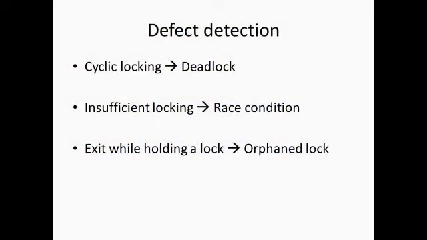We check for various classes of defects. For example, we check for cyclic locking to point out deadlock warnings. We check for insufficient locking to point out race conditions. We also find out if functions exit while holding a lock so that we can point out orphan lock warnings.